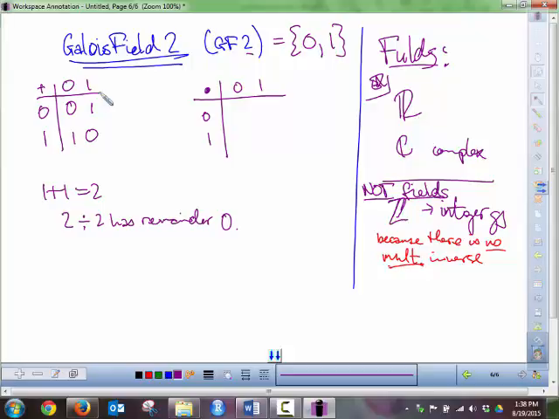The multiplication is based on 0s and 1s again. So 0 times 0 is 0. 0 times anything is 0, and we want to keep that rule. And then we have 1 times 1, which is 1. And so that's our simple multiplication table. Okay?